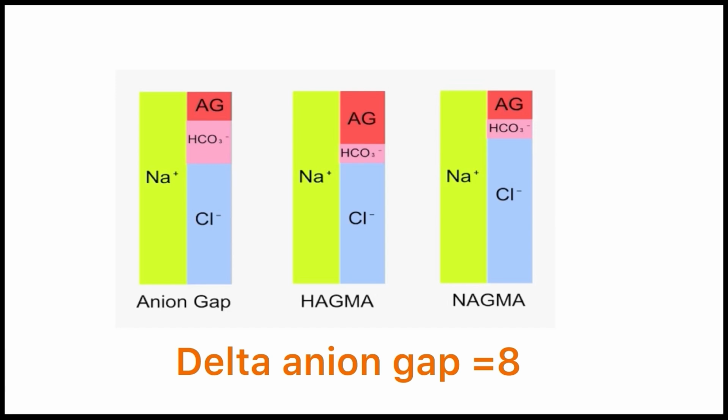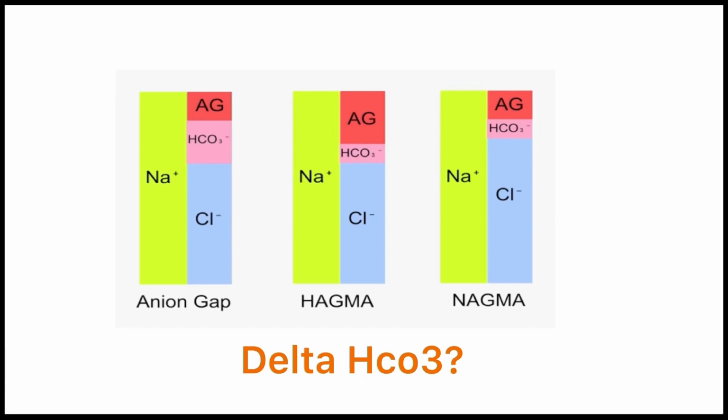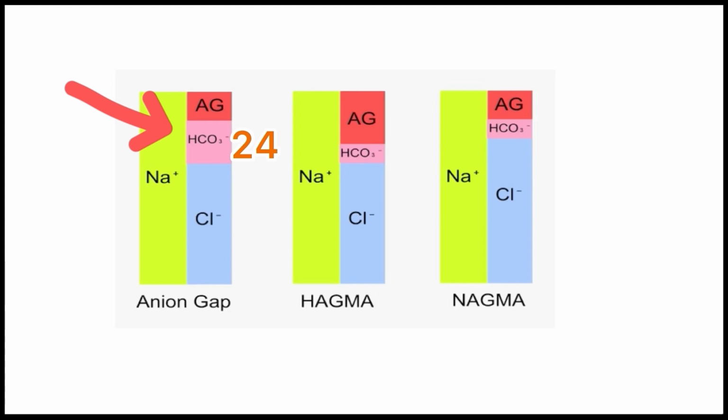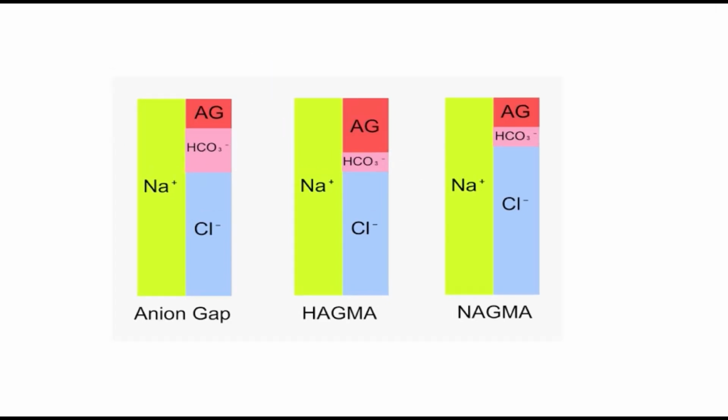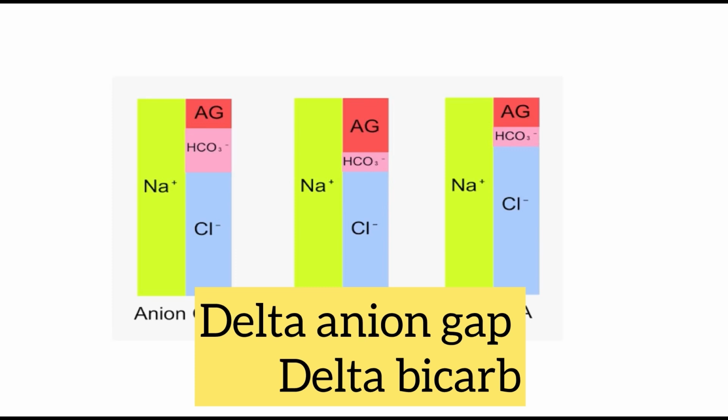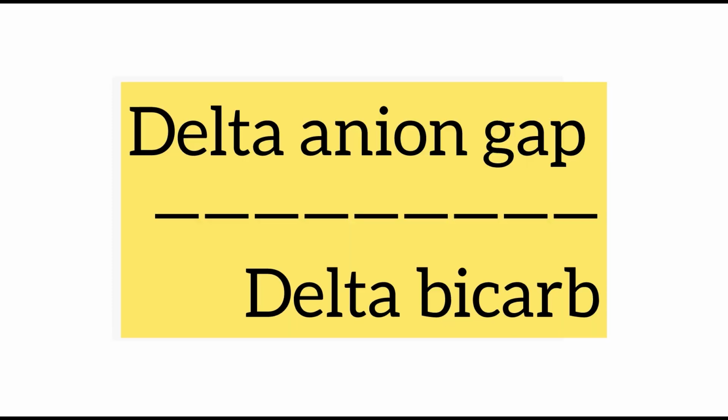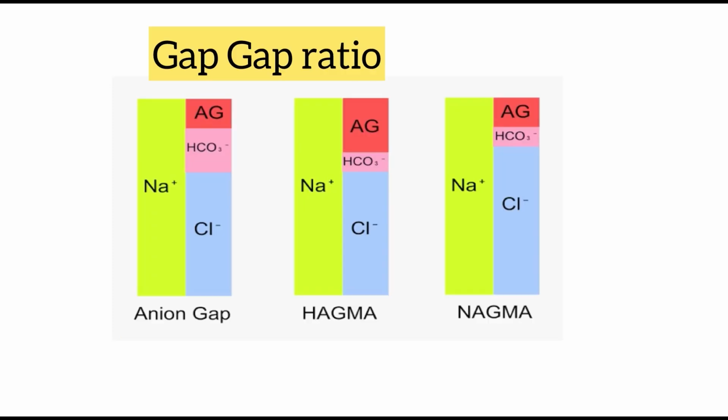And now what is delta bicarb? It's the bicarb difference. Same, this is the normal bicarb, and just subtract the patient's bicarb. So the difference is the delta bicarb. So now you have the delta anion gap and delta bicarb. If you divide delta anion gap by delta bicarb, you get the gap ratio.